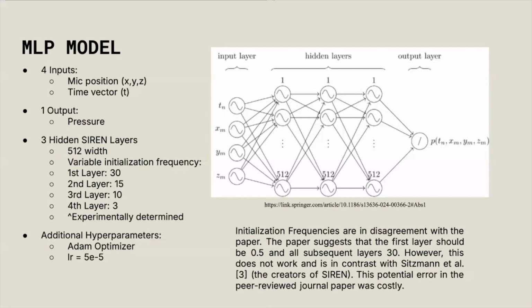Something that is worth noting is that our initialization frequencies that we just described are in disagreement with the paper that we've previously described. The paper suggests that the first layer should be a 0.5 initialization frequency and subsequent layers should be 30. We tried this, we could not get it to work. We were not close to getting it to work. So as we looked more into other papers that use siren, we found that this is not really a common approach. We went back and found the original siren paper by Sitzmann et al., and we found that their recommendation of starting at 30 and working your way down really performed much better. And we're actually curious if this was a potential print error in the journal that we originally cited.